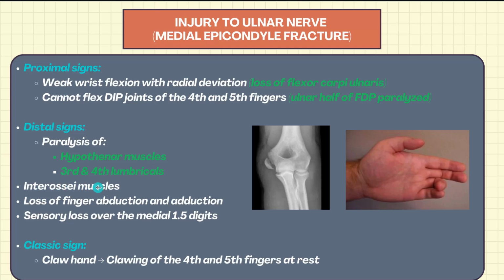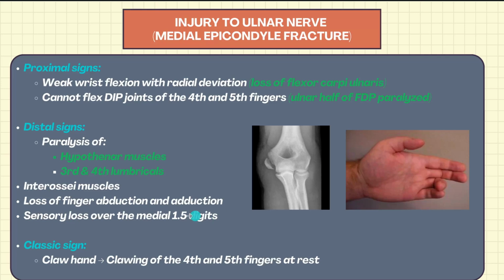Also, the interosseous muscles are going to go through paralysis, and you're going to have loss of finger abduction and adduction. Abduction was from the dorsal interosseous muscles, and adduction was from the palmar interosseous muscles. And you're also going to have a sensory loss over the medial 1.5 digits, the 1.5 digits being your small finger and half of your ring finger.